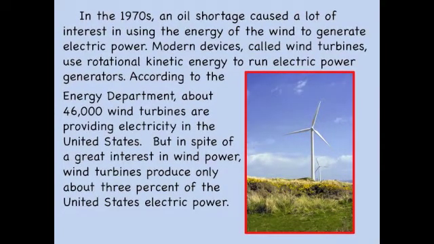Here is the next part of the article. Follow along. In the 1970s, an oil shortage caused a lot of interest in using the energy of the wind to generate electric power. Modern devices called wind turbines use rotational kinetic energy to run electric power generators. According to the Energy Department, about 46,000 wind turbines are providing electricity in the United States. But in spite of great interest in wind power, wind turbines produce only about 3% of the United States' electric power.